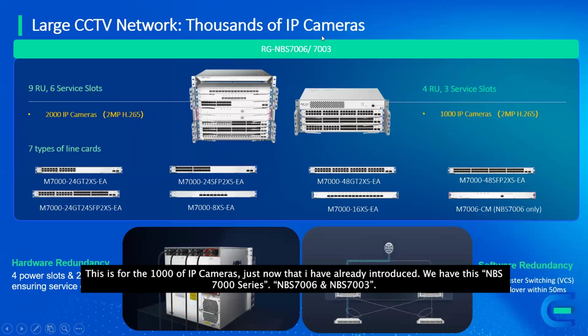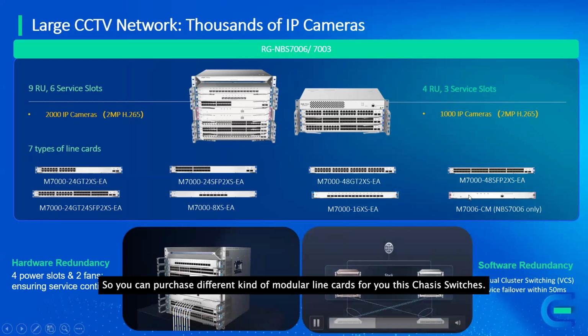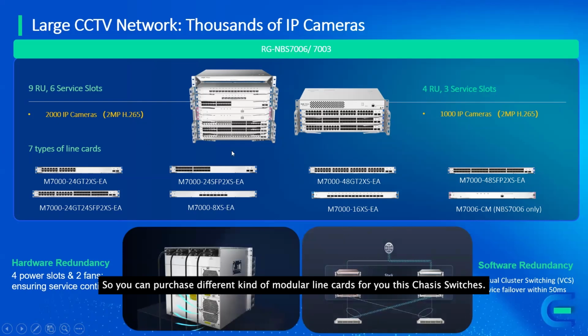This is for the thousands of IP cameras. Just now I already introduced we have this MBS 7000 series. I have the 006 and 003. Their difference is one is 6 slots and the other is 3 slots. So you can purchase different kinds of modular line cards for these switches.